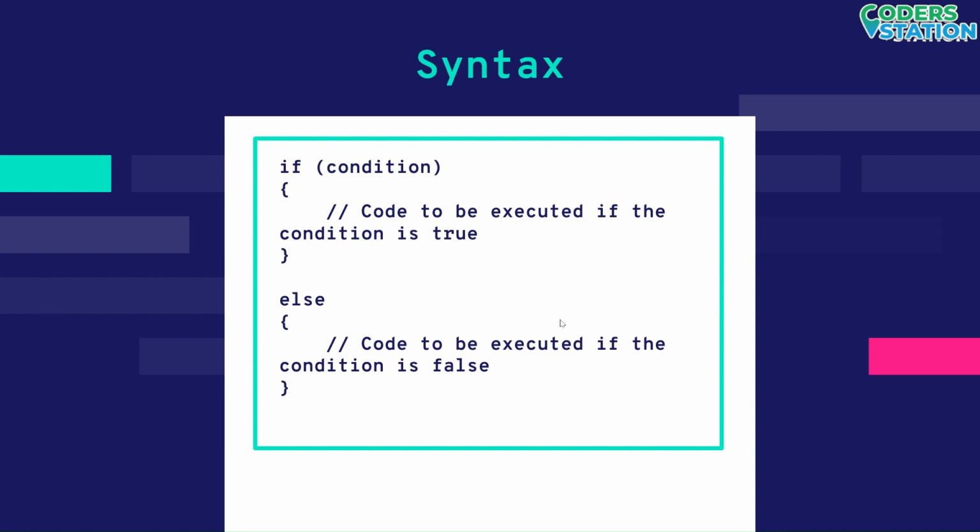Now just take note that in the syntax of if, the if is a keyword. It is first written, followed by the condition which is in the rounded brackets. After writing this condition, we have to write the code which is to be executed if the condition is true in the curly brackets. Remember, the condition should be in rounded brackets and the code which is to be executed if the condition is true is to be written in the curly brackets.